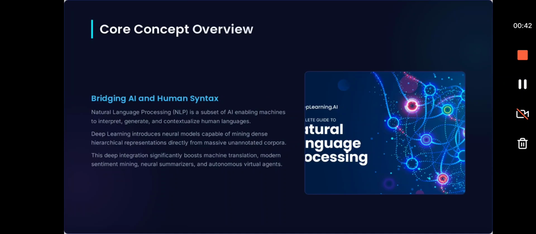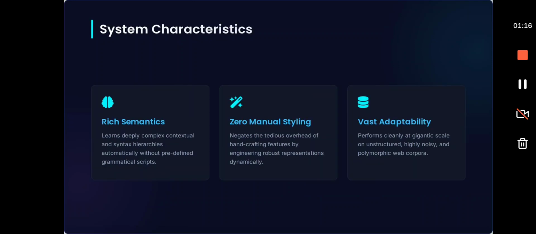In this slide we will discuss the core concept of NLP and deep learning. Natural language processing focuses on enabling computers to process and understand human language. Deep learning uses multiple layers of neural networks to learn complex patterns from large amounts of data. By combining these two technologies, we can build intelligent systems capable of machine translation, sentiment analysis, text summarization and conversational AI. These integrations bridge the gap between human communication and machine intelligence.